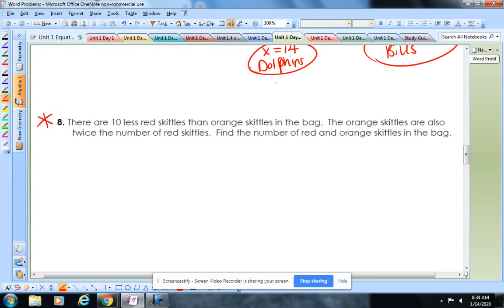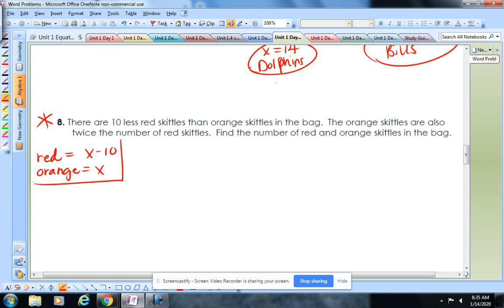So first of all, what two things are we talking about here? Red Skittles and orange Skittles. Makes it a little bit better that it's about candy. Yep. All right. There are 10 less red Skittles than orange Skittles in the bag. Okay. So how do you think we're going to... Is red and orange is what? Just X. Do y'all agree with that?